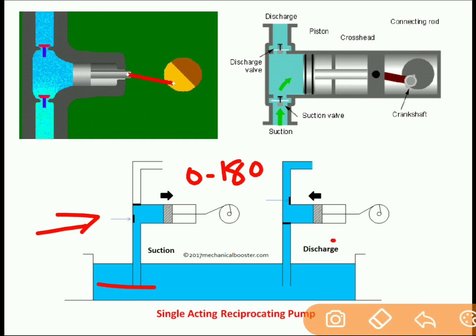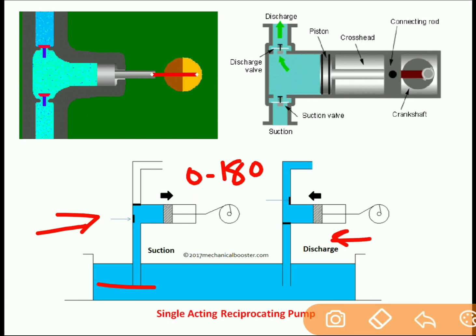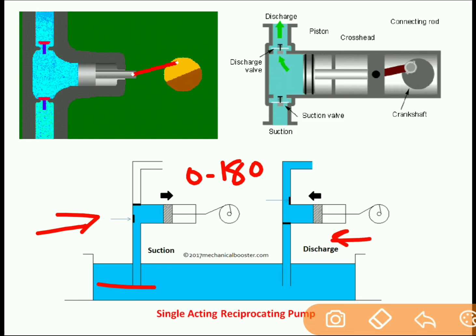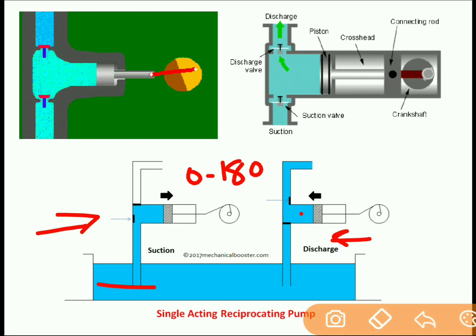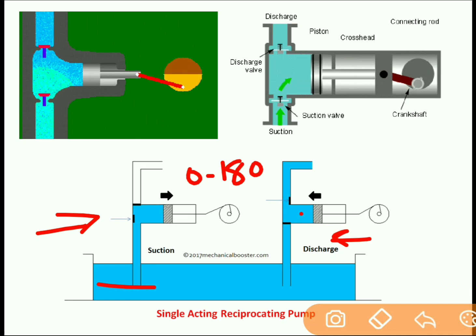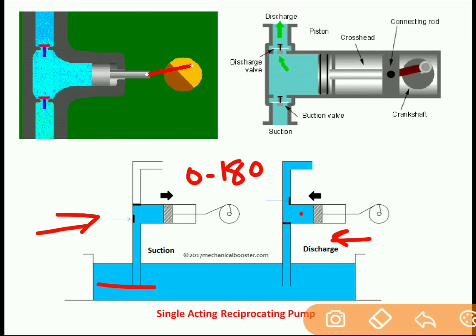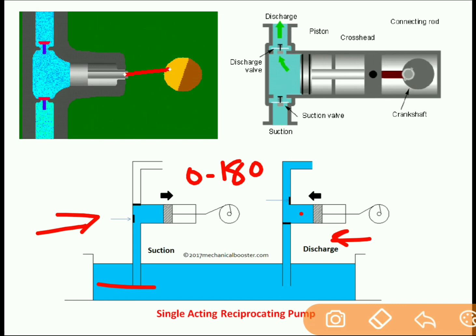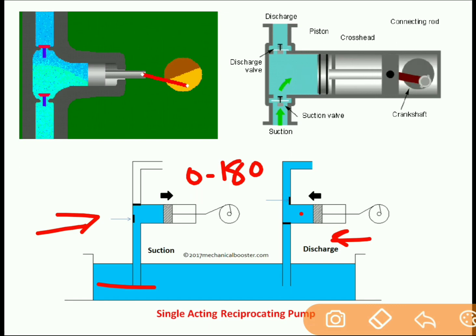And second is the discharge stroke or delivery stroke, in which piston will move in this direction, that is in the left direction, which will cause the liquid to get pushed to the delivery pipe. So in this case, the pressure of the liquid increases, delivery valve opens and liquid will transfer to the delivery pipe.